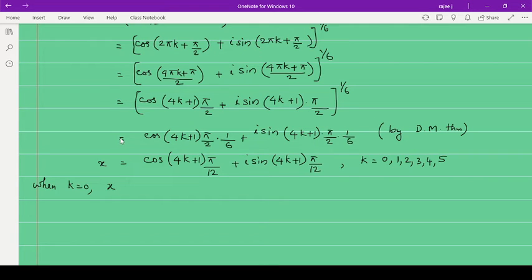When k equal to 0, x is equal to cos (4 into 0, put k equal to 0, so 4 into 0) plus 1 into pi by 12, plus i sine (4 into 0 plus 1) into pi by 12. That is equal to cos, 4 into 0 is 0, 0 plus 1 is 1, 1 into pi by 12. So cos pi by 12 plus i sine pi by 12.